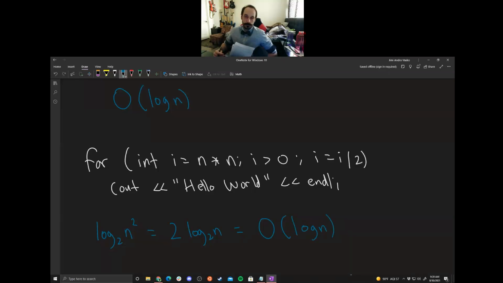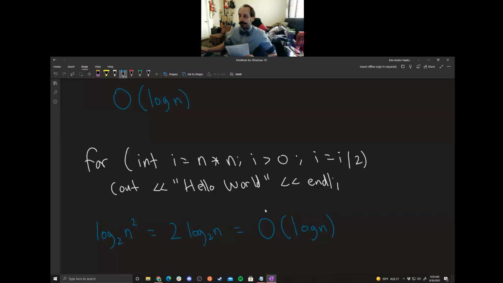Remember this logarithmic property. If you have log of n up to some power, we can bring the power to the front like that. So if it was n cubed, n to the 5th power, or whatever, log 2 of that is going to bring the exponent to the front, and they're all going to be logarithmic. So it's kind of neat. Just be careful with this. I could have n to the 4th power over here for i. It would still be O of log n.